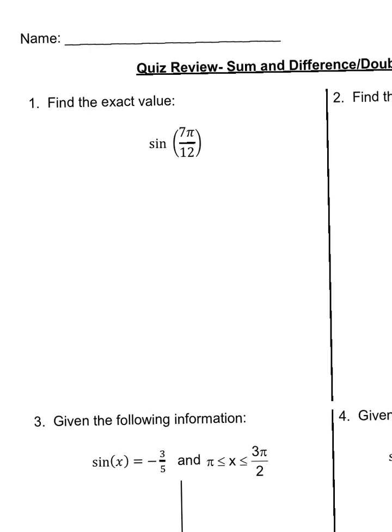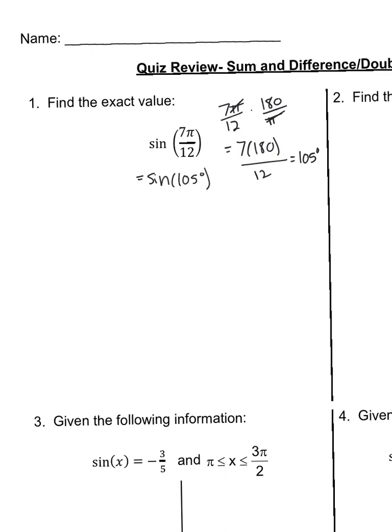So if you want to convert it to degrees, you're going to take whatever you were given, so 7 pi over 12, you're going to multiply it by 180 over pi. You can cancel the pi's and multiply, and this is going to give you 105. So your question is now the sine of 105 degrees.